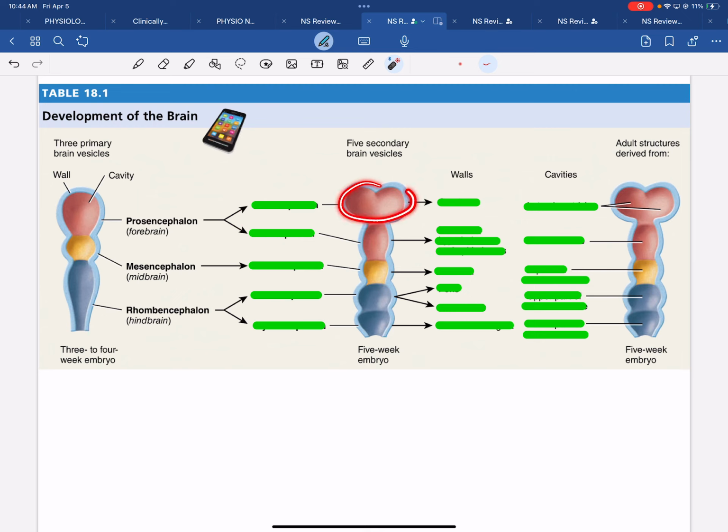Which one is this? The telencephalon. This one, the diencephalon. The mesencephalon turns into what? The mesencephalon. And then the rhombencephalon splits into two. Which one is this? The metencephalon here. Myelencephalon. And let's talk about the walls and the spaces that they form. These are the adult structures. What's the name of the telencephalon's adult structure? The cerebrum.